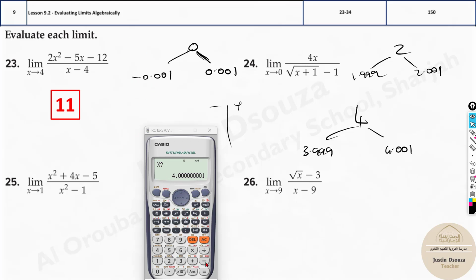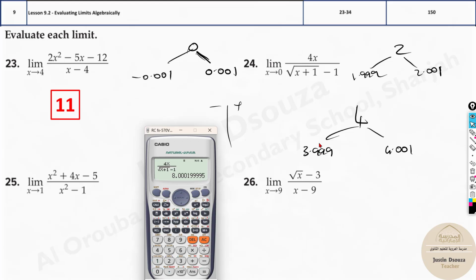So let me start with the left value, minus 0.001. The answer is very close to 8. It's not 7.9, it's 8. But check from the right side as well. It's 0.001.